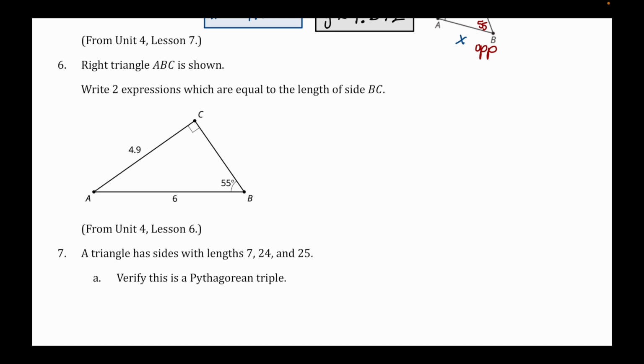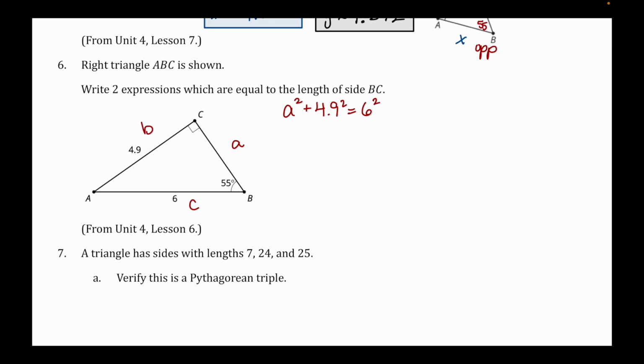So if we're using the Pythagorean theorem, this side here would be C, and then we would consider the side opposite from the vertex A to be little a, and the side opposite from vertex B to be little b. So I could say that a squared, which is BC, plus 4.9 squared equals 6 squared.